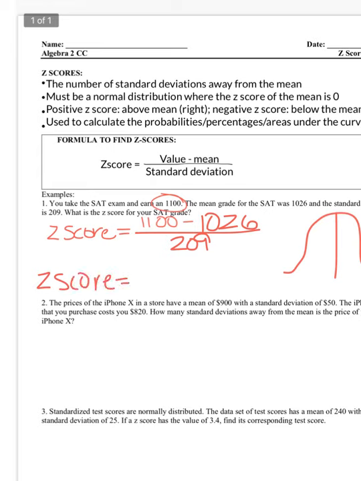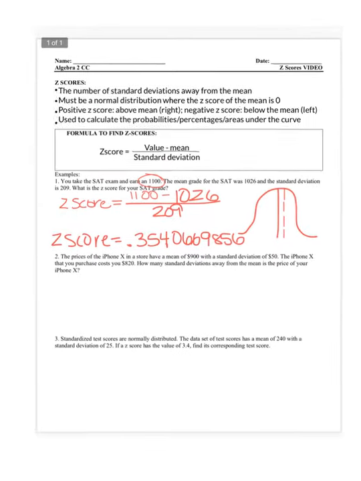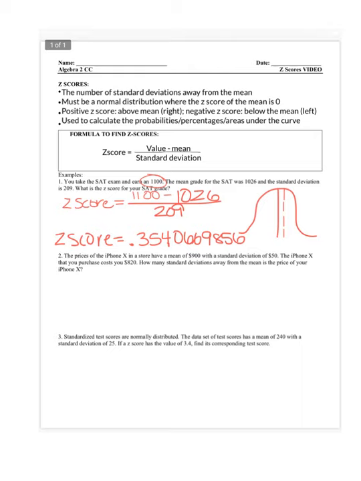Your z-score is 0.354. And that's it. So you are somewhere right here. You're really close to the mean. Okay? You're less than a half standard deviation away.